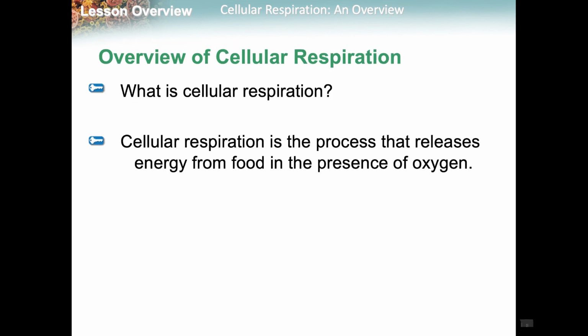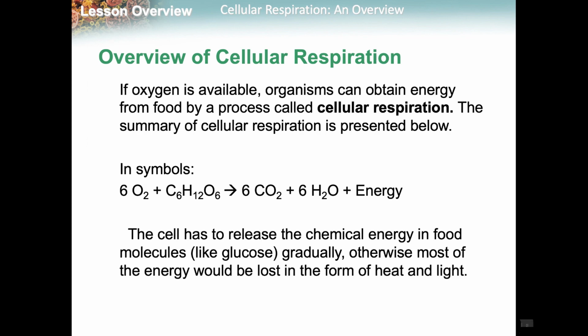What is cellular respiration? It's the process that releases energy from food in the presence of oxygen. So you take in food, you eat it, you breathe, cellular respiration is happening. So if oxygen is available, cellular respiration will happen. This is basically the chemical formula for cellular respiration. It's oxygen and glucose, and it makes carbon dioxide and water and energy. Now, if you read this backwards, then it's photosynthesis, because photosynthesis and cellular respiration are mirror images of one another.